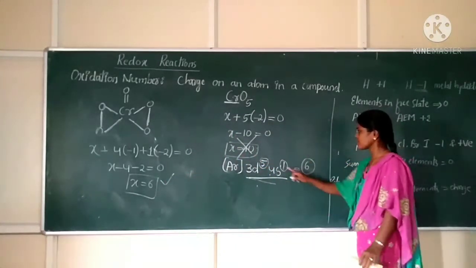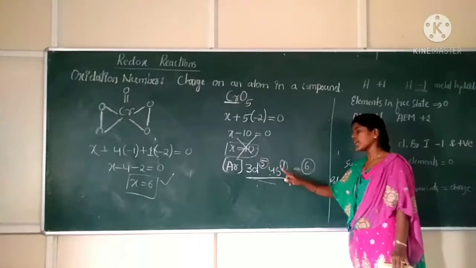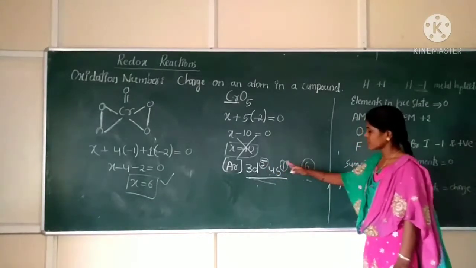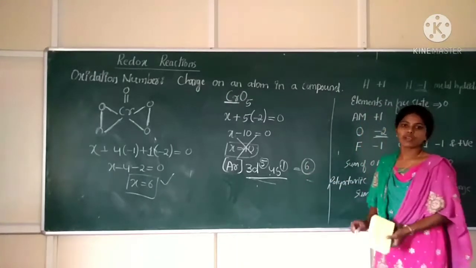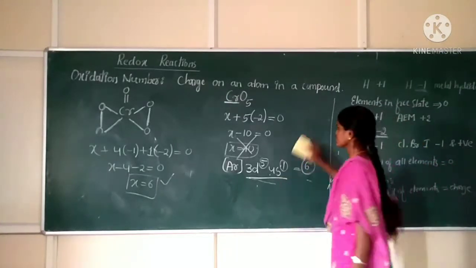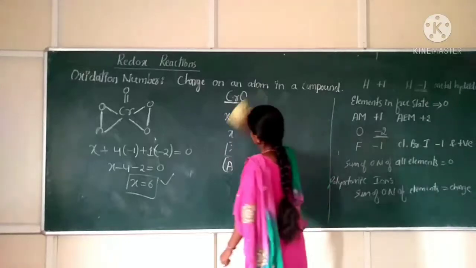Now 6 is possible. If it loses 5 electrons from the D and 1 electron from the S, it will get plus 6 as its oxidation number. Clear? So these are the concepts. Next.